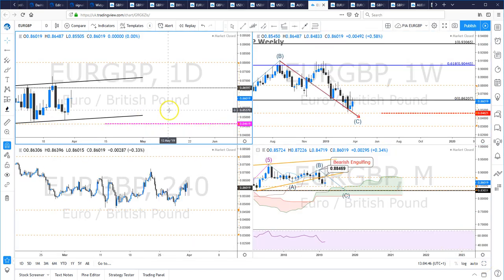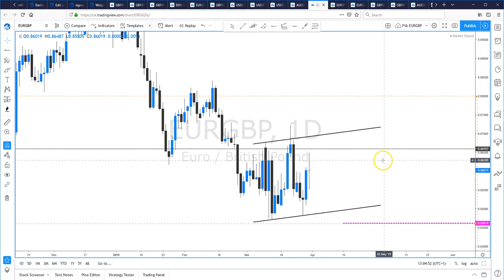Sort of marries in, doesn't it, with volatility in the UK at the moment and sterling. Basically a complete mess in the Parliament. Here is the daily chart. Let's just put this measuring tool on.